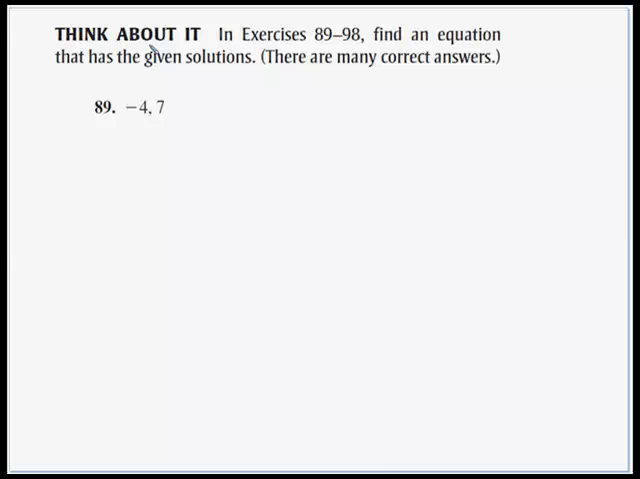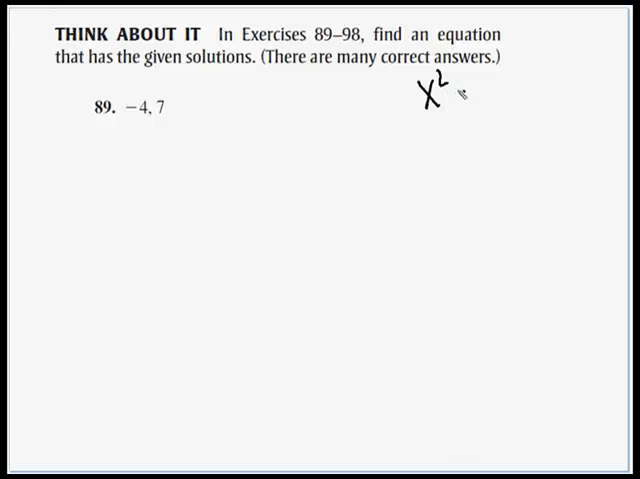One last thing here, and this is not an example in the book. There's a couple homework problems like this, and I really like them. And I thought you should see one of these problems before you attempt some homework on it. So think about it. Find an equation that has these given solutions. And there are more than one correct answer. So we have an equation, and these are the two answers. Let me put it this way.